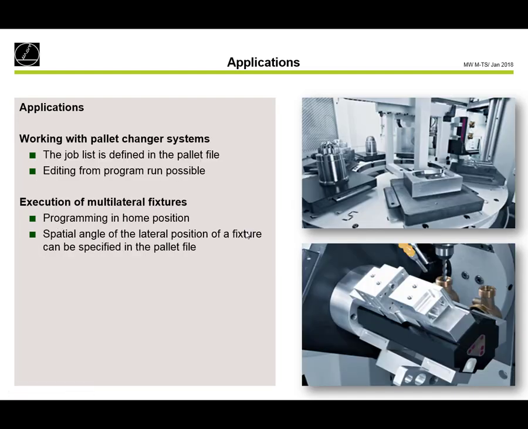Of course, I can use the pallet programming for a pallet changer, so that the control and the machine get the information that I want to bring in the next pallet, and on this pallet there should be this NC program and this preset. I can also use the pallet machining together with a clamping tower. So I have a lot of different workpieces on a clamping tower, and I can use the pallet machining to program this clamping tower.